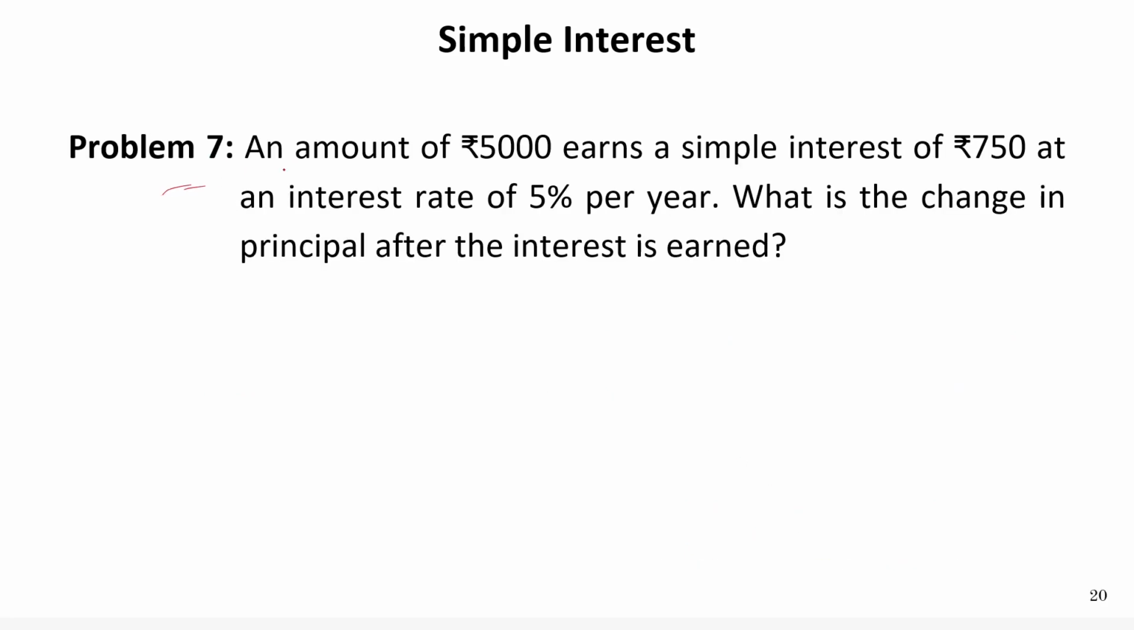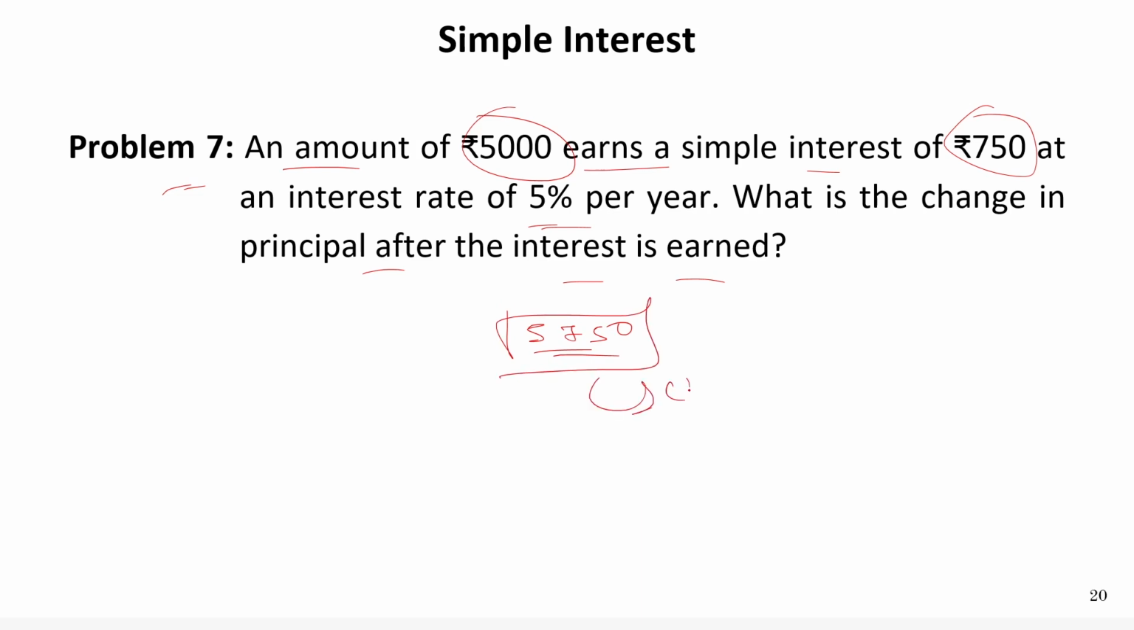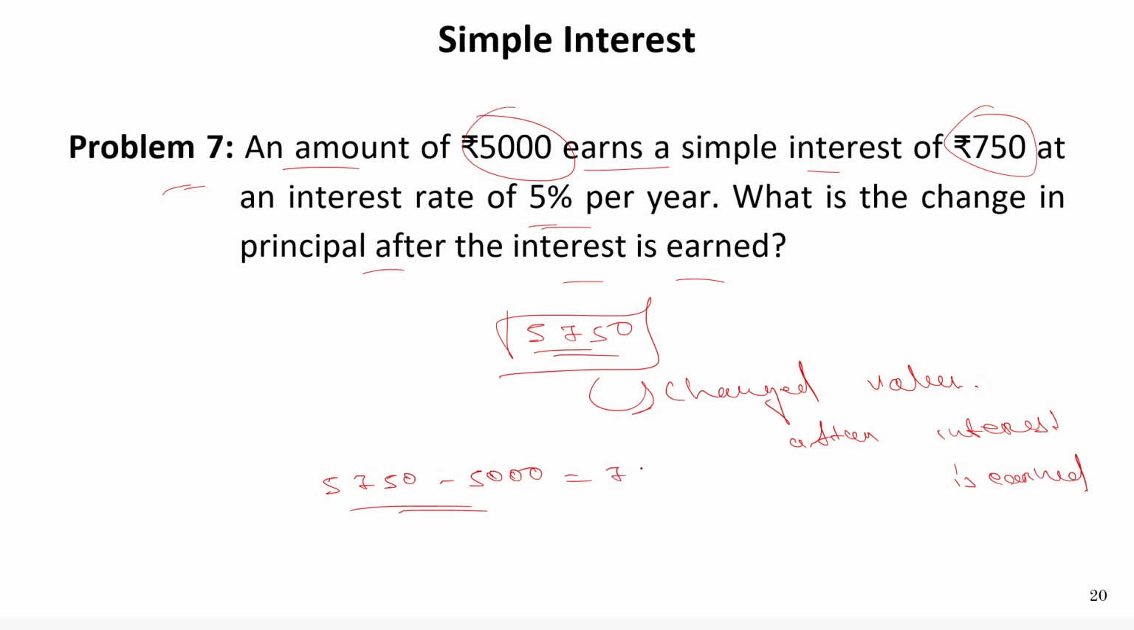So let's see problem number 7. An amount of 5,000 earns a simple interest of 750 at an interest rate of 5% per year. So what is the change in principal after the interest is earned? So 5,750 will be the changed value after interest is earned. 5750 minus 5,000 is equal to 750, at an interest rate of 5% per year. So this will be the difference amount, and after the interest is earned, this will be the changed value, as we have written here.